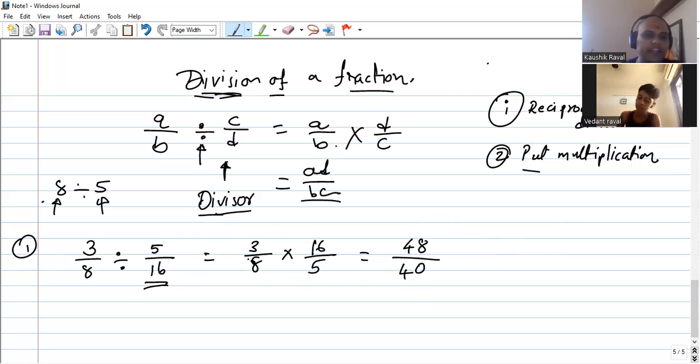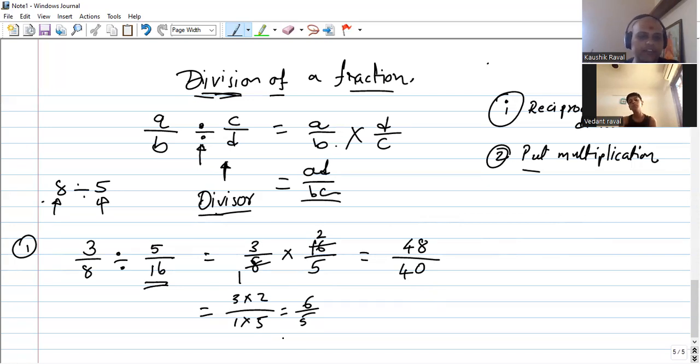You know the table of 8, right? Pay attention. 8 ones are 8 and 8 twos are 16. You can do it this way also. So what are we left with? 3 by 2 multiplied by 1 by 5. What is the answer? 3 by 5.